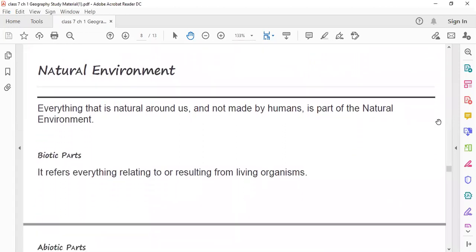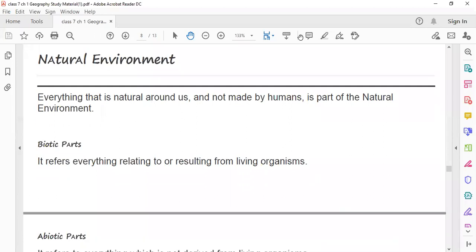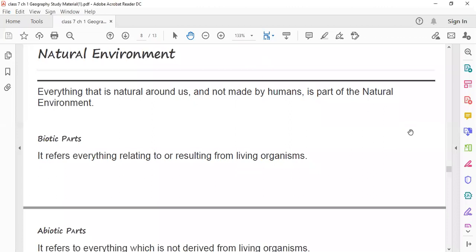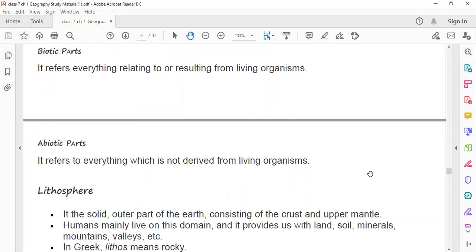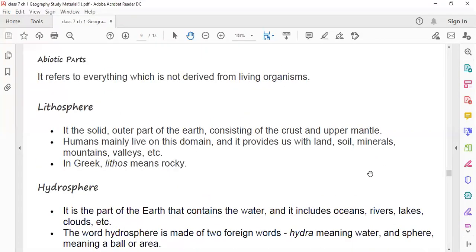Now, let us learn about the natural environment. Everything that is natural around us, which has been given to us by nature, is a part of the natural environment. For example, the biotic parts refer to everything relating to or resulting from living organisms. जो भी चीज हमें living organism से मिलता है, उसे हम लोग biotic parts of the environment कह सकते हैं. Now, the abiotic parts refer to everything which is not derived from living organisms. जो भी चीजें हमें living organisms से नहीं मिलती हैं, उन्हें हम abiotic parts कहते हैं.